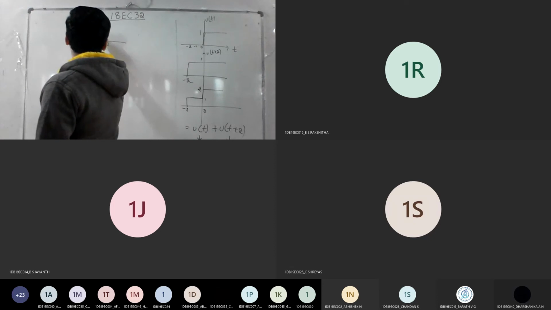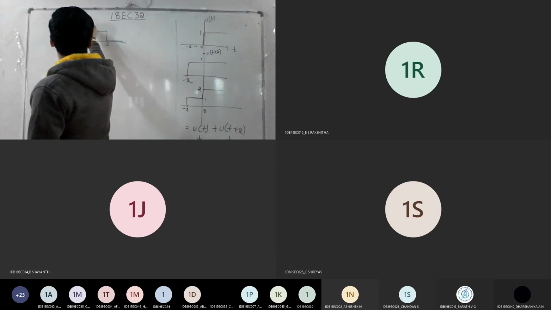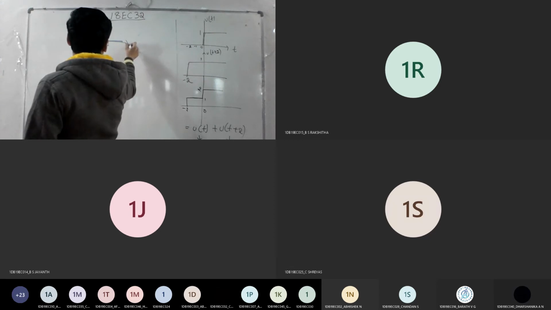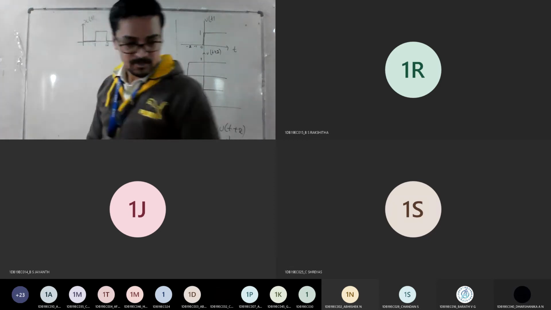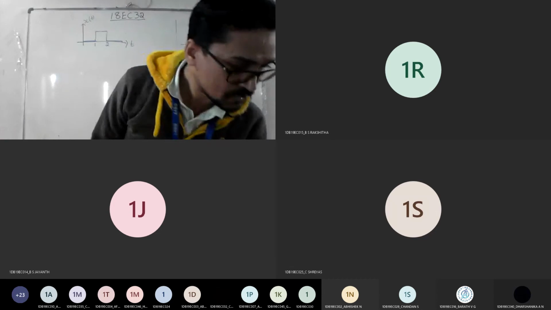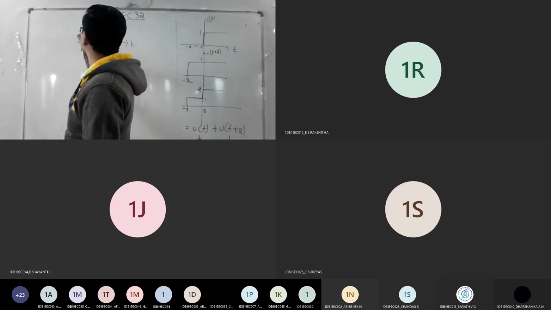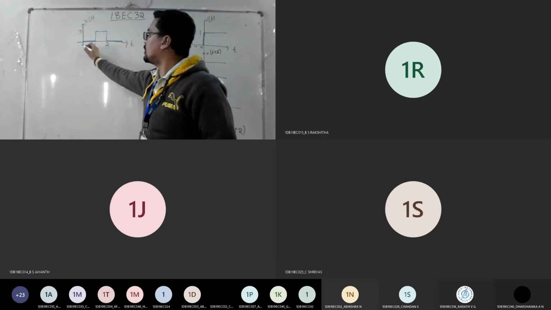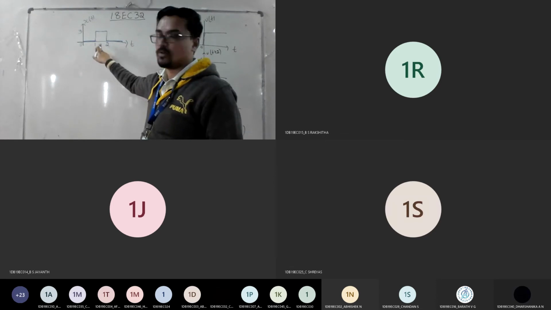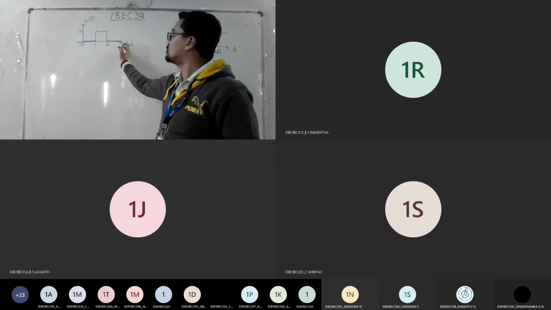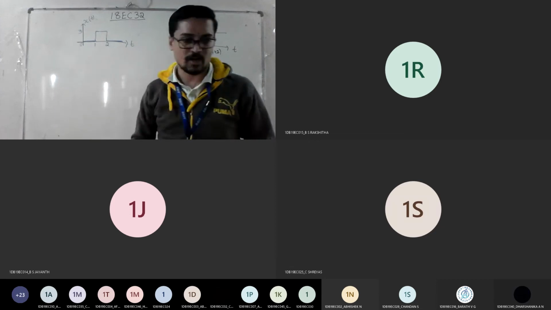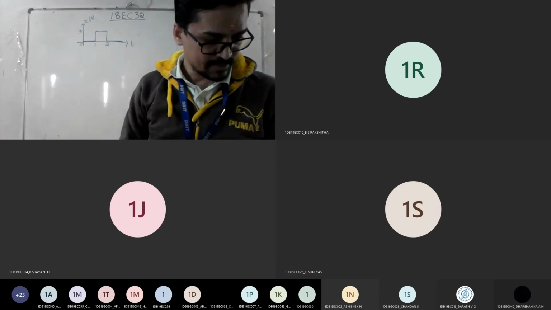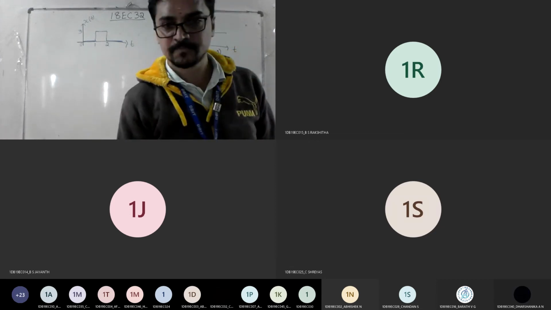So this is the signal they have given for you. This is x of t, and this is your t. The amplitude is 3. So this is the given waveform: from 0 to 1 there is a constant signal, from 1 to 2 there is a square, and from 2 to infinity there is a constant term. For this I want you to get the Laplace.